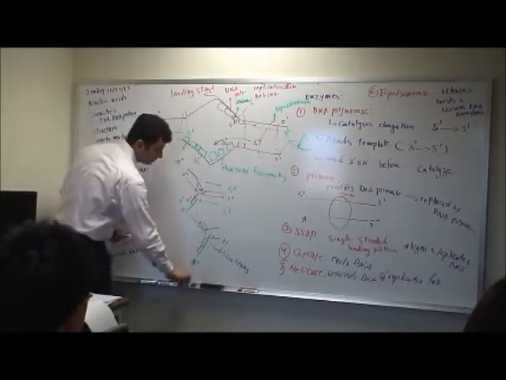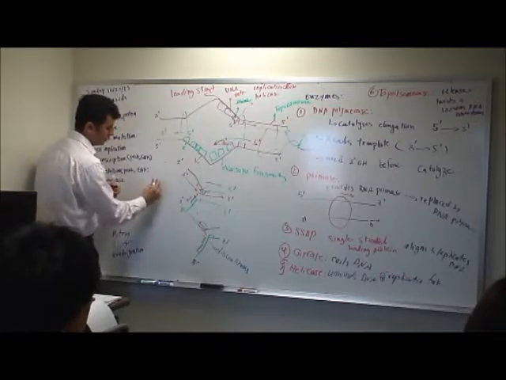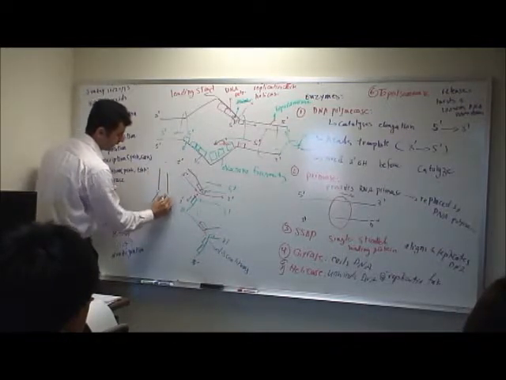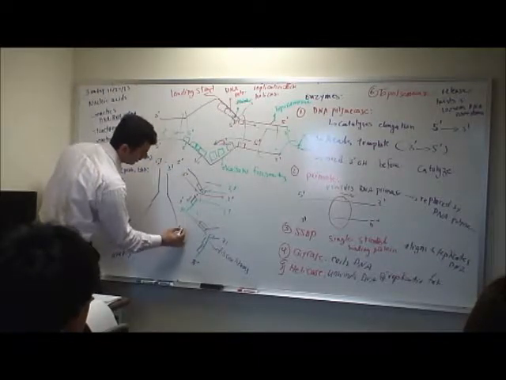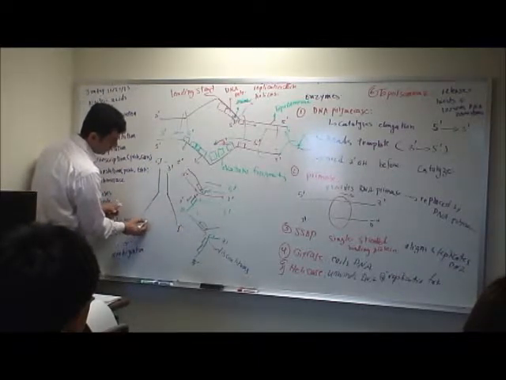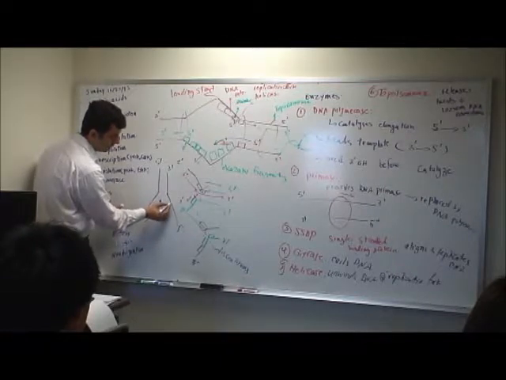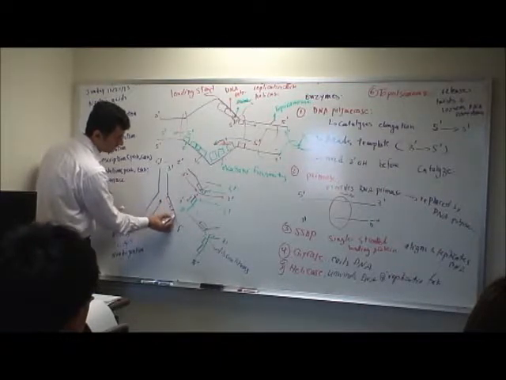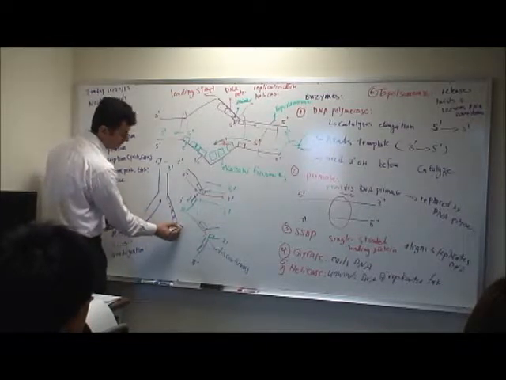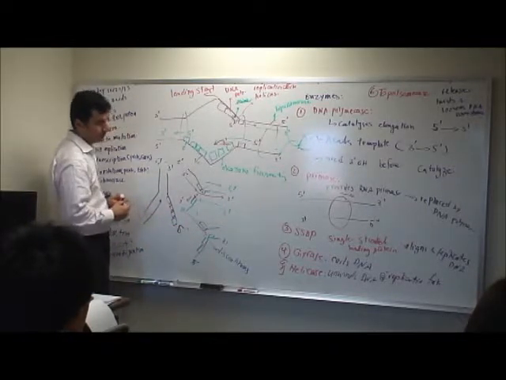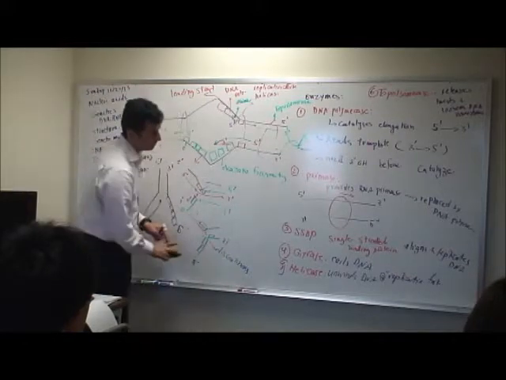Some of the books I've seen, they draw it this way. They just draw half of it. So they say, like this, if this is a 5', 3', 3', 5', so therefore you make this one the leading strand, and this is the lagging strand. If that helps, half of it, some books, they write it this way. All right, so this is a duplication.